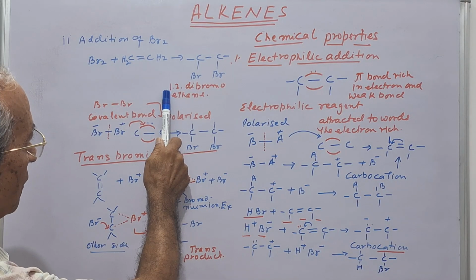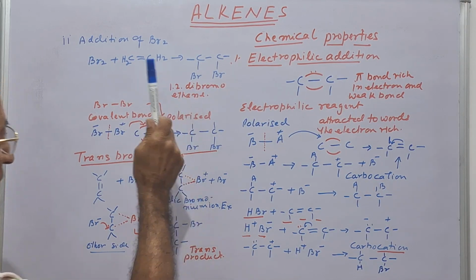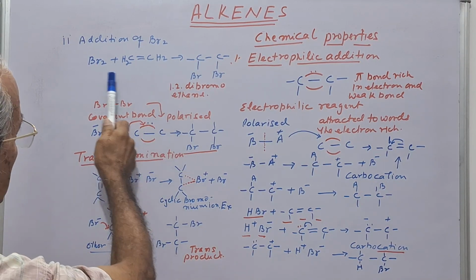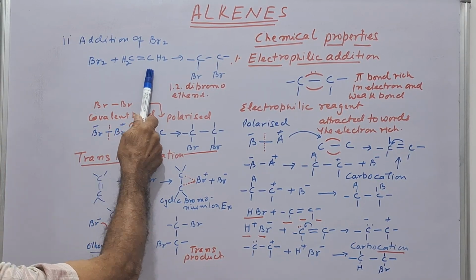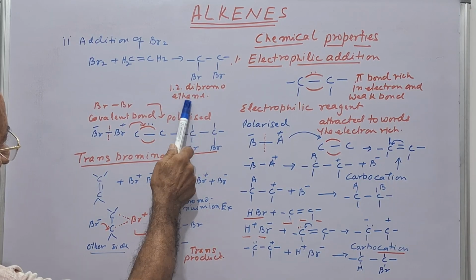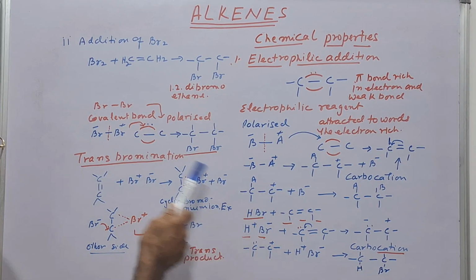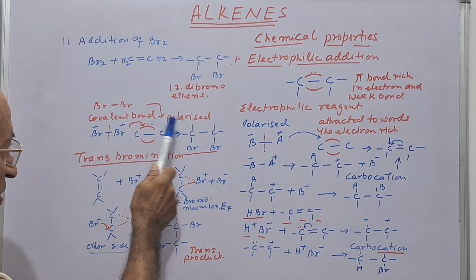It forms 1,2-dibromoethane. So this is the simple reaction which I show, that bromine reacts with ethylene and forms 1,2-dibromoethane, but the mechanism is the same, that is, the bromine molecule is first polarized.